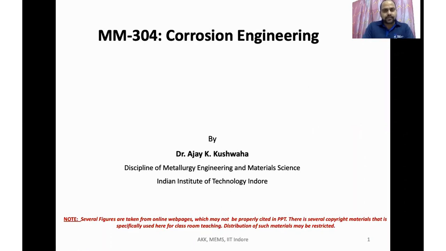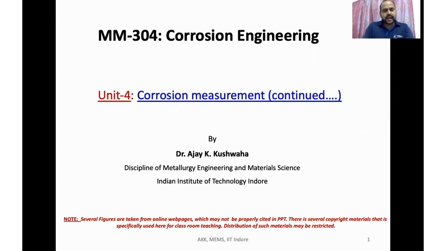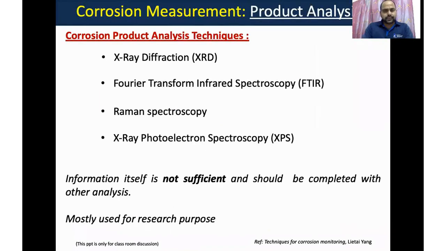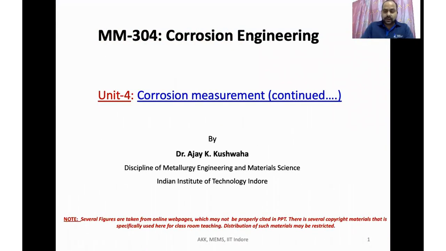I hope you have gone through our last two recorded discussions. So we were talking about corrosion measurement, and in the last discussion we went through how we can use microscopic tools to analyze corrosion and corrosion related products. In that discussion, we talked about scanning electron microscope, transmission electron microscope, atomic force microscope, etc.